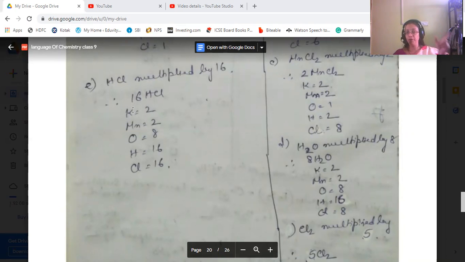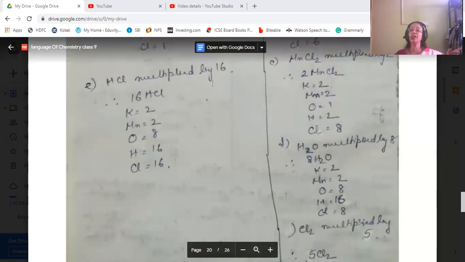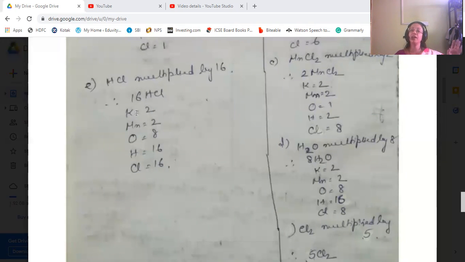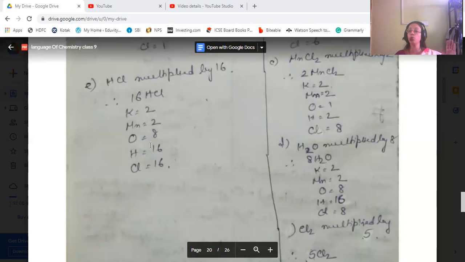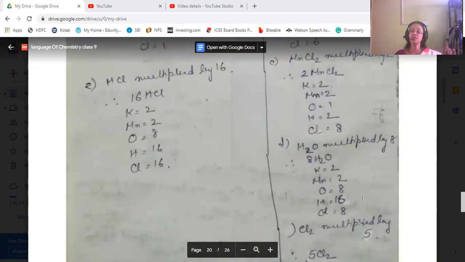The fifth step is on the reactant side where HCl is multiplied by 16. So 16 HCl we get. So that means on the reactant side, K is equal to 2, Mn is equal to 2, O is equal to 8, H is equal to 16, Cl is equal to 16. Now Cl is still 8 on the product side.